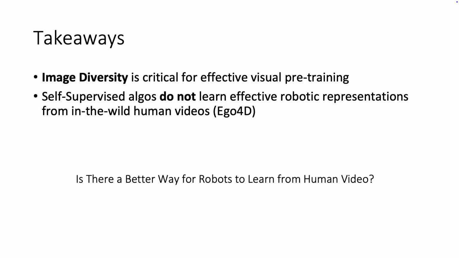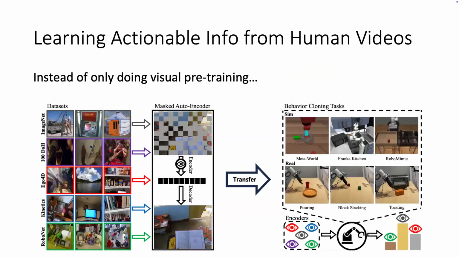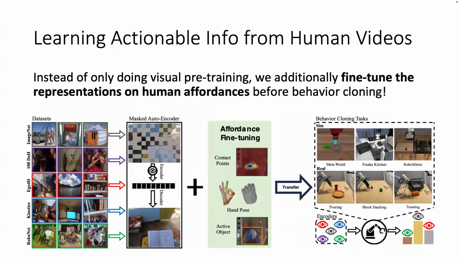So then we want to explore, if EI4AS is such a great data set for manipulation, how can we extract the juice out of it to train a good representation for robotics? In the next paper, what we do is something very simple. Instead of trying to focus on the whole image, we fine-tune the pre-trained model for a task called affordance fine-tuning. Here, the model has to predict the contact points, the hand poses, and the active objects in the video, apart from learning the pre-trained representation. The hope is, if the model has to predict contact points, hand poses, and so on, it can now focus on the right pixels to learn the representations.